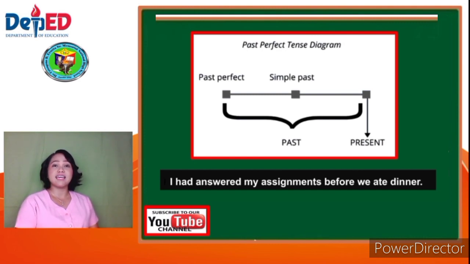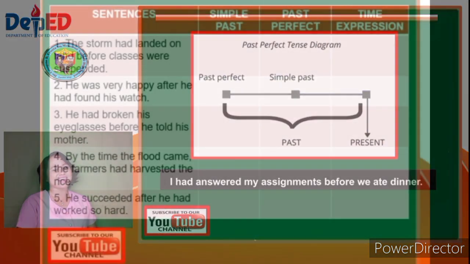In the sample sentence, clearly, the verb answered happened first. Then ate happened next because of the time expression before. The first past action, answered, must use had to indicate that it is past action number 1. And ate is past action number 2. Now that you have an idea, you can now do the activity. Good luck!